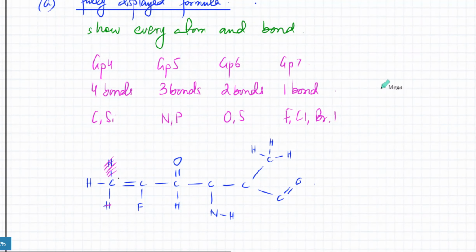Over here, I haven't mentioned hydrogen. Remember, hydrogen has 1 electron, so it only makes 1 bond. It doesn't belong to any group. So that's the first one. Is the second one correct? The second carbon atom? Yes, it's making 4 bonds. The fluorine is also correct because it's supposed to make 1 bond. What about this carbon atom? No, that's not correct, so we need to get rid of that H.